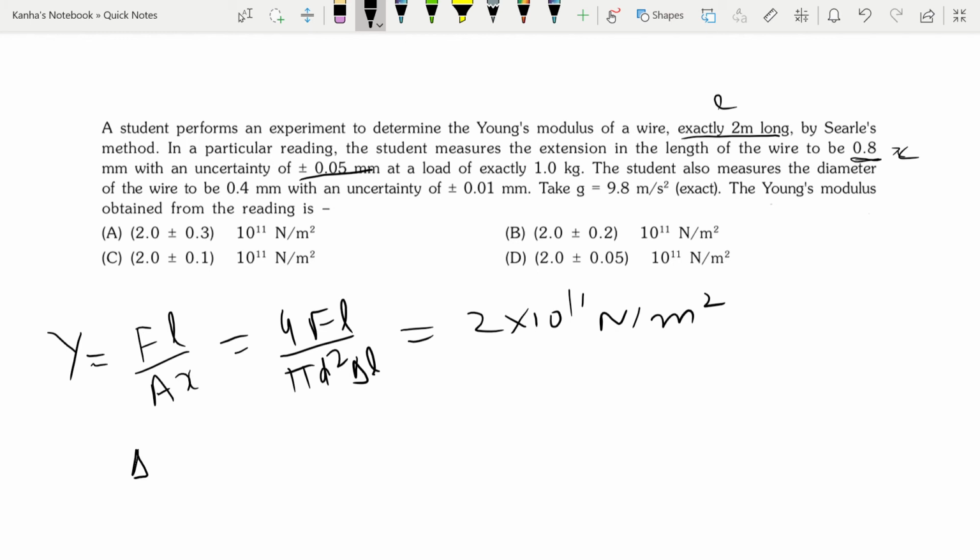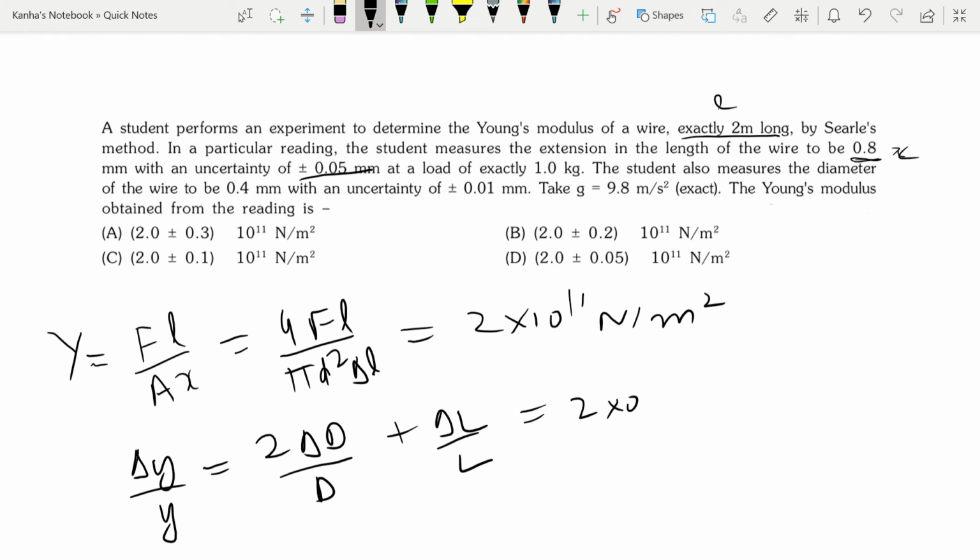Now I need to find the relative error, so I'll just write delta Y by Y, the Young's modulus, is equal to delta d by d plus delta L by L. It is nothing but 2 into 0.01 by 0.4 plus 1 into 0.05 divided by 0.8.